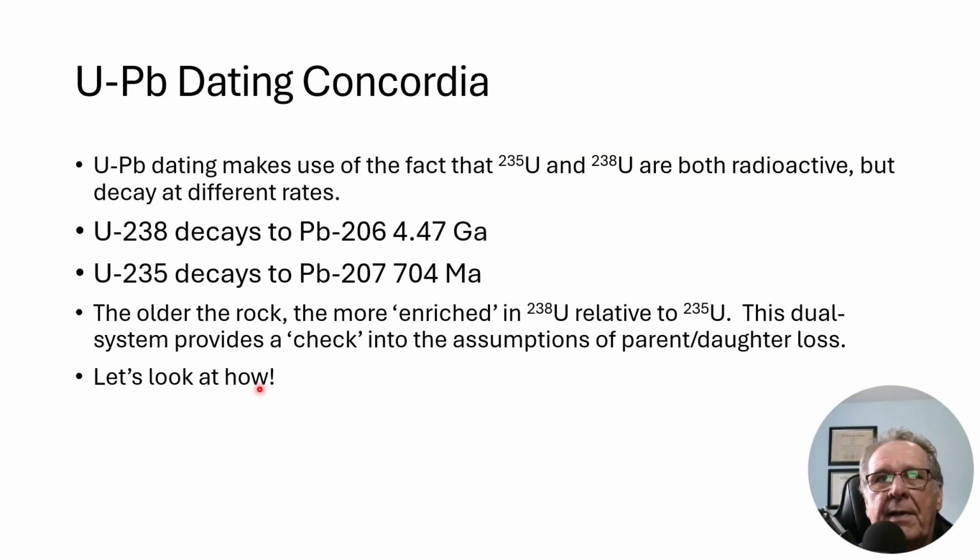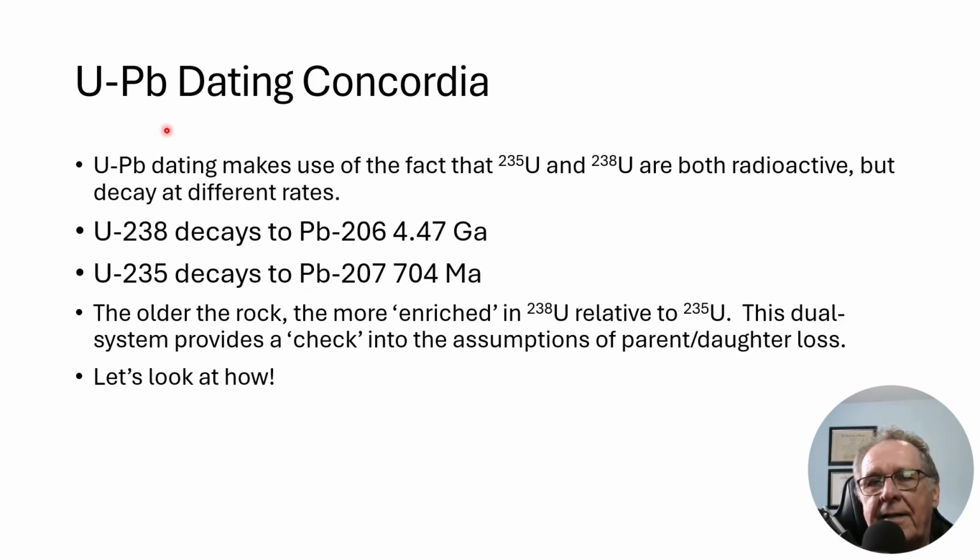And uranium-lead dating, we call it concordance, makes use of the fact that 235 and 238 are both radioactive but decay at different rates. I mentioned this earlier. 238 decays to 206 with a half-life right about the age of the Earth, 4.5 billion years. 235, on the other hand, has a shorter half-life, and it decays to lead 207 with a half-life of 704 million years. So the older the rock, the more enriched it is in 238 relative to 235, right?